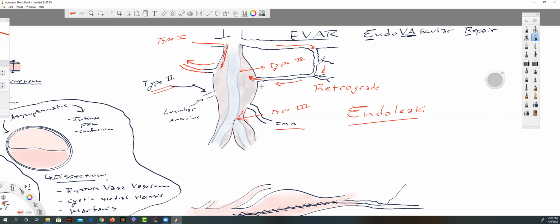Endoleak. When you are evaluating these, we are always paying attention to the possibility of an endoleak.